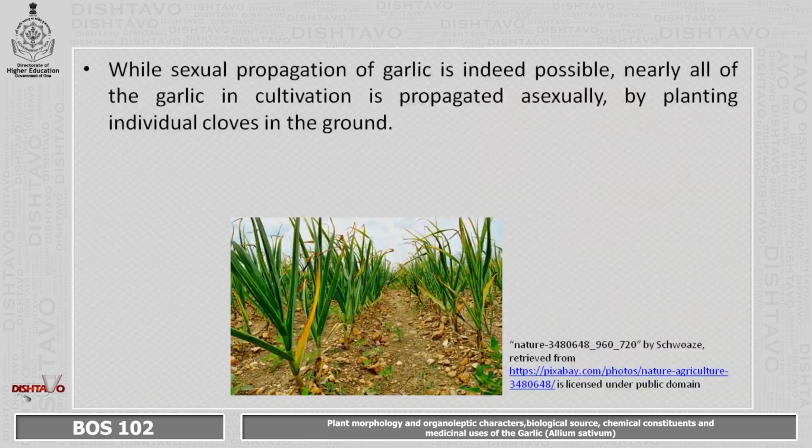Sexual propagation of garlic is indeed possible, but most of the time garlic is cultivated asexually, that is by planting the individual cloves in the ground. The flowering season of this plant is from May to July.